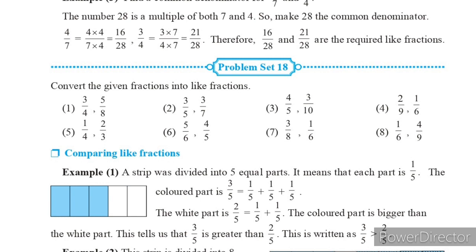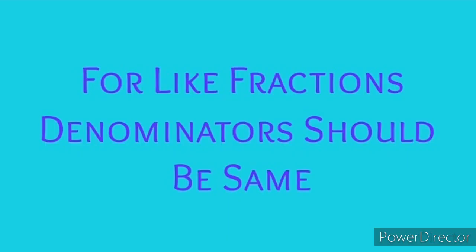Today we will see class 5 problem set 18. The question is given as: convert the given fractions into like fractions. So let's see how to do this type of sums. Let's get into the worksheet. For this you have to make the denominator values the same. That means both the values should be the same. So let's see how to do question number 1.